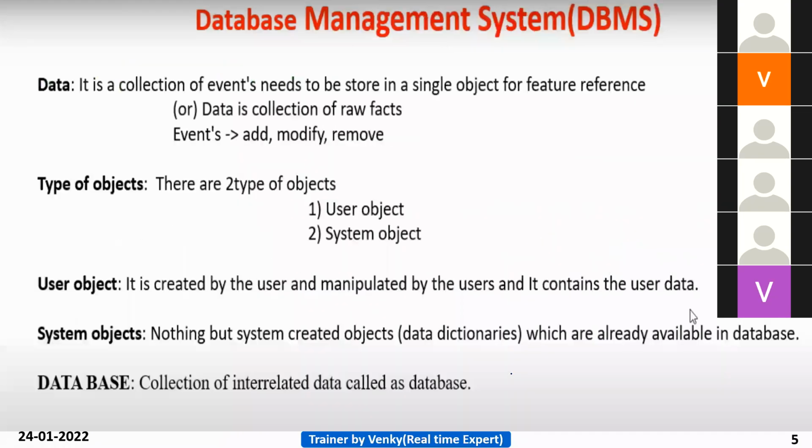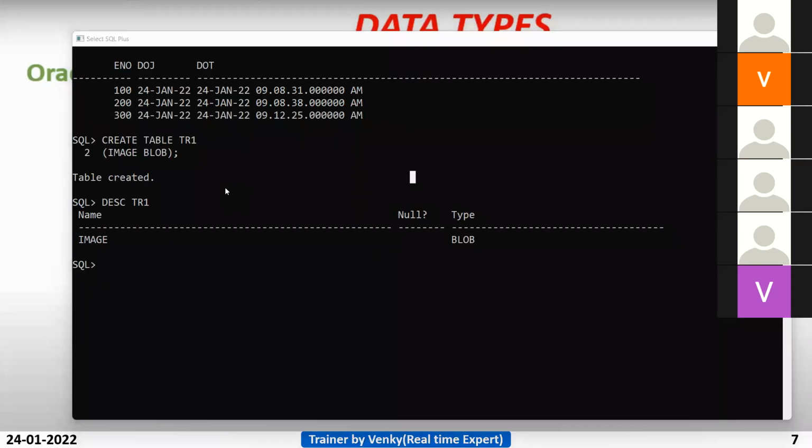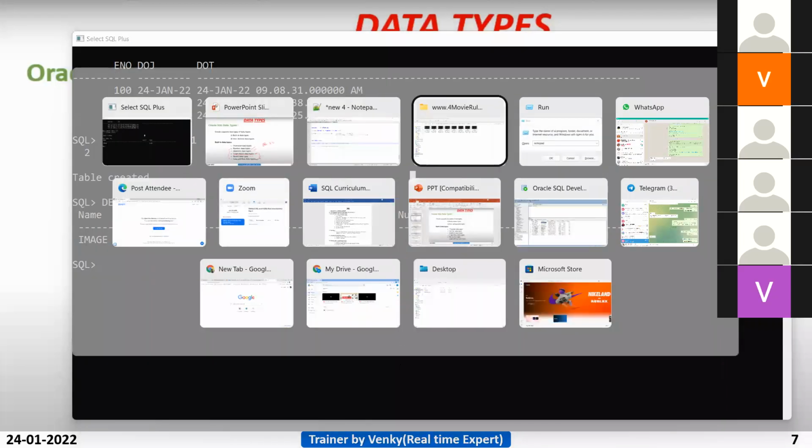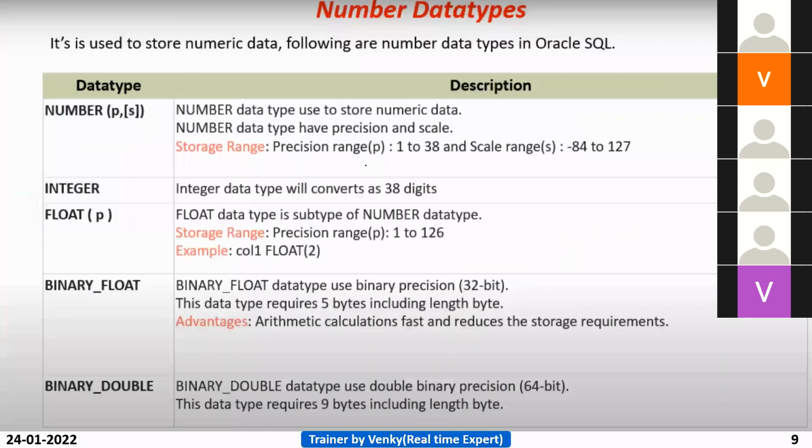Next, raw and long raw data types. Long and raw data types. So these all we discussed there only. But let me explain to you. Now, long and raw data types.